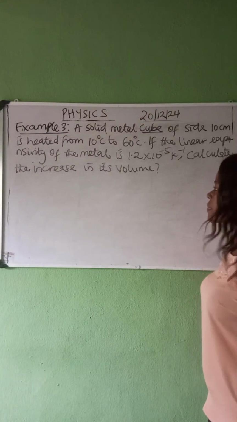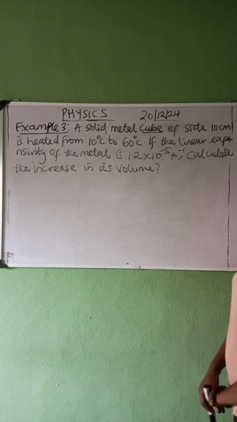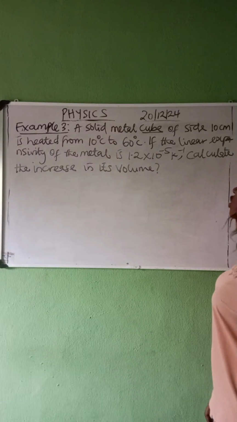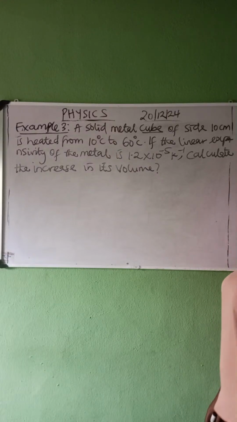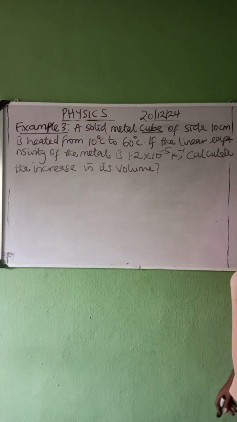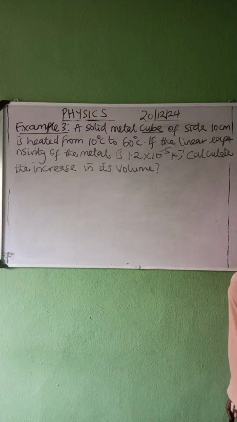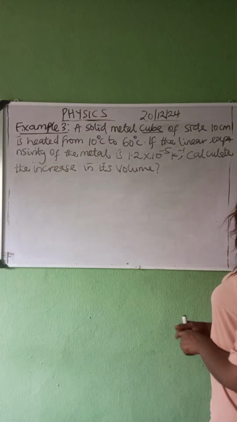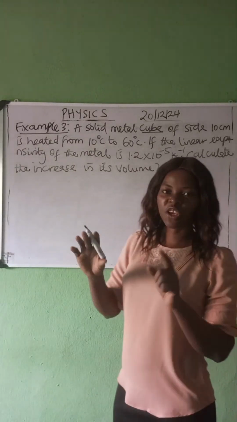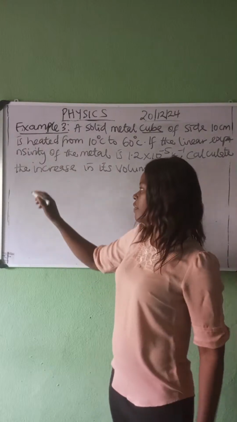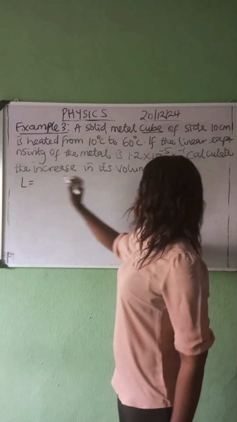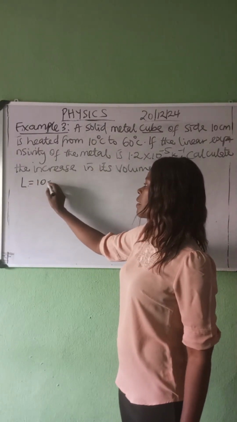Do we get it? Let me go again. A solid metal cube of side 10 centimeter is heated from 10 degrees Celsius to 60 degrees Celsius if the linear expansivity of the metal is 1.2 times 10 to the power minus 5 per Kelvin. Calculate the increase in its volume. Now, for us to be able to solve this, this is a cube and all the sides are equal, and they gave us one side of the cube, that is the length, which is given as 10 centimeter.